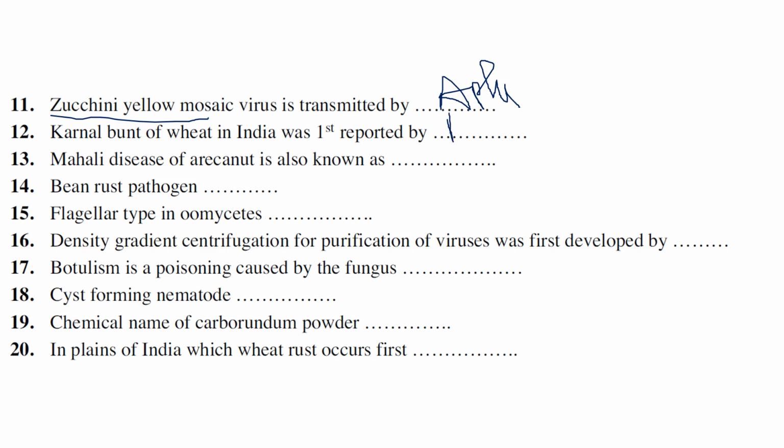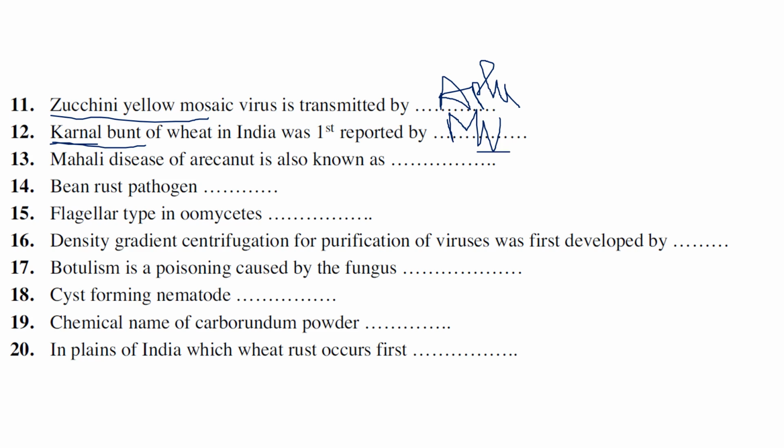Kernel bunt of wheat is caused by Neovossia indica or Tilletia indica. It was first reported in India by Mitra in 1931. Why is it called kernel bunt? Because the disease first appeared at the Karnal Agriculture Research Station, where Mitra was working, and he was the first person to identify this disease. That's why it is named kernel bunt.